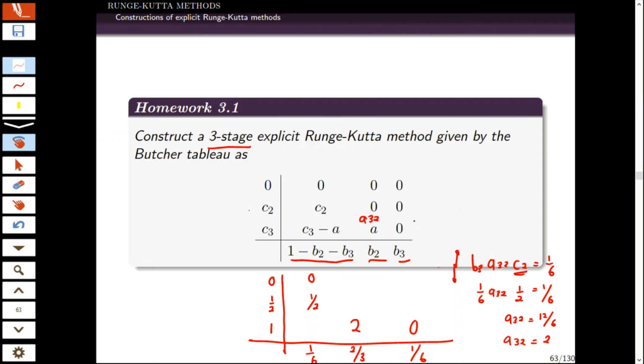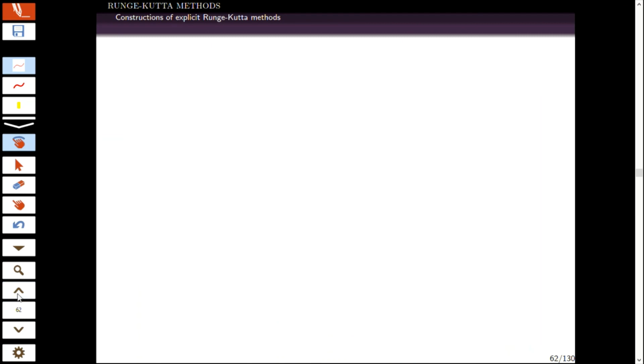Now what is C3 minus A? 1 minus 2, which is negative 1. So this is my RK3 method. The RK3 method consists of these elements: 0, half, 1, and I'm sure we have checked this method earlier on. It's in the beginning, I think it's on slide 20. Let's check.